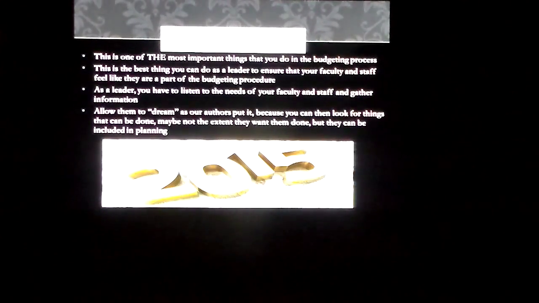So, one of the best things that you can do as a leader is make sure that your faculty and staff feel like they are a part of the budgeting process. They do not have to be the do-all and end-all. They don't have to make all decisions. But if you can involve them in some of the bigger decisions, that's a big idea, and it makes them feel like they're part of it. Let them dream. Let them look for things that can potentially make their lives easier. And then try to include them in the planning process as well. And if you can do that, that's excellent.